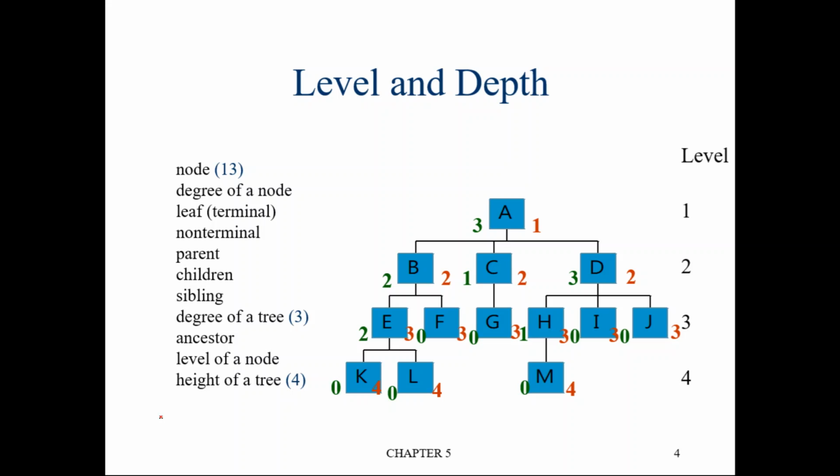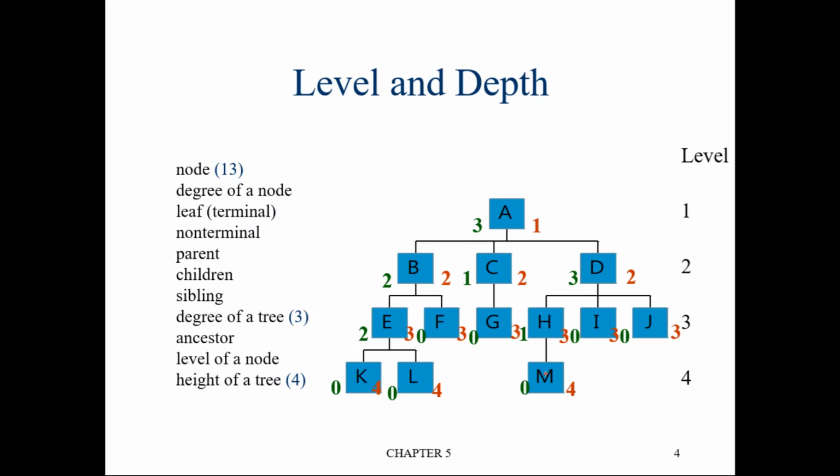Then there are some terminologies. We shall discuss a few terminologies about trees. So this is a tree. Here you can see node A has 3 children, B, C and D, and B has 2 children, E and F, and C has 1 child, G, and D has 3 children, H, I and J, and E has 2 children, K and L. H has 1 child, which is M.